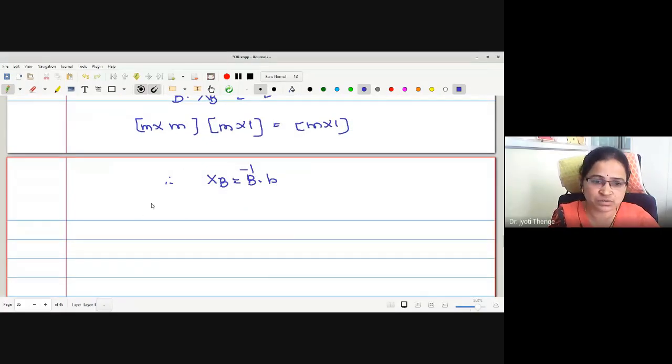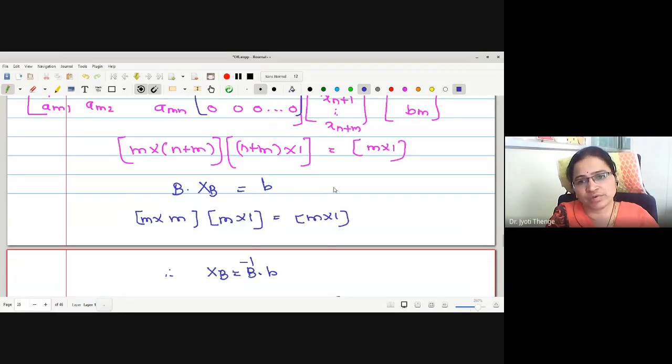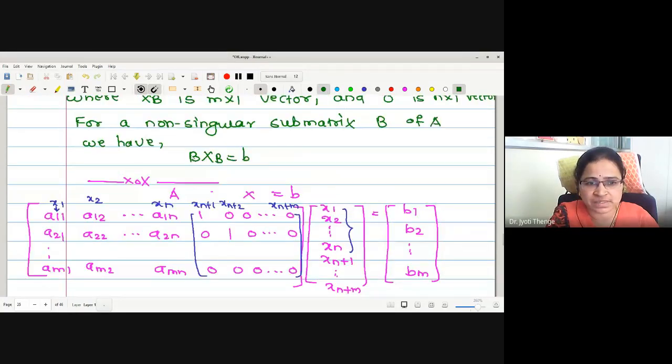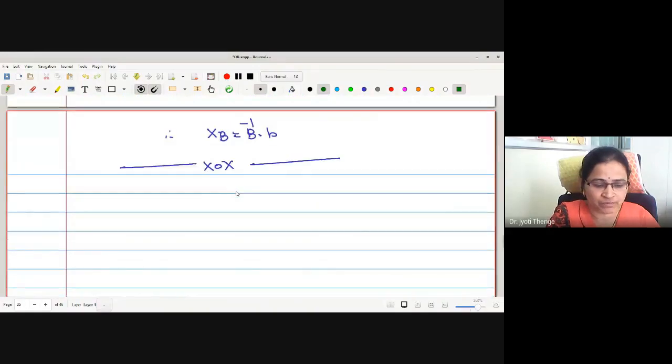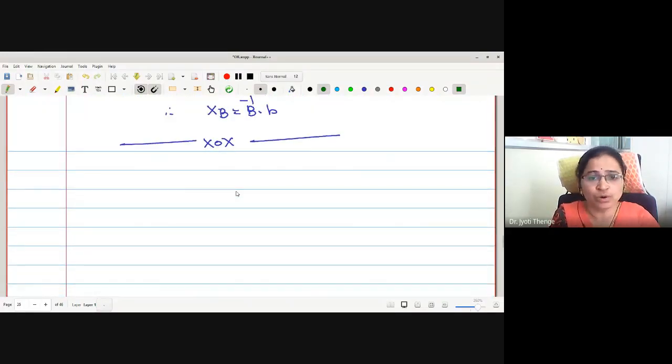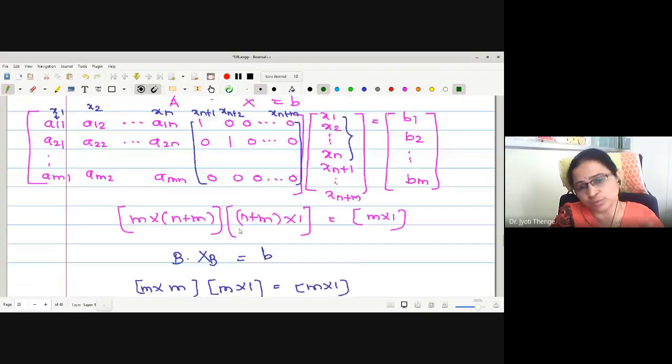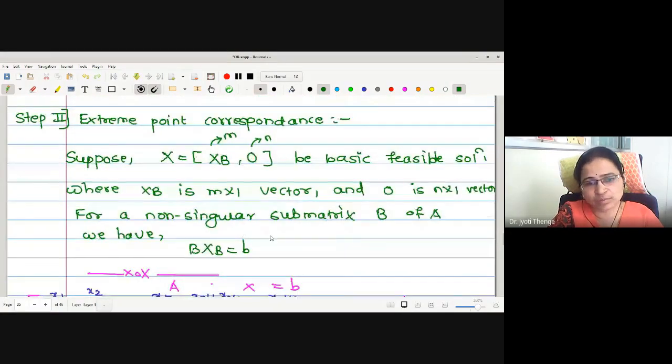What about the non-basic solution? The non-basic solution is going to be 0 always. I hope this step is clear. For a non-singular submatrix B of A, we have BXB is equal to b. Now we will assume that the point X at which we get the basic feasible solution is not an extreme point. Actually, we want to prove that it is an extreme point, but here we will say that this X is not an extreme point.